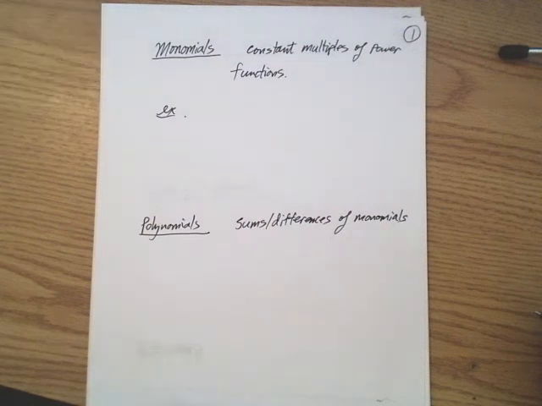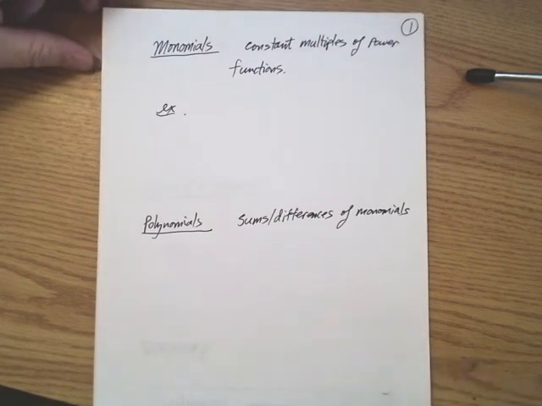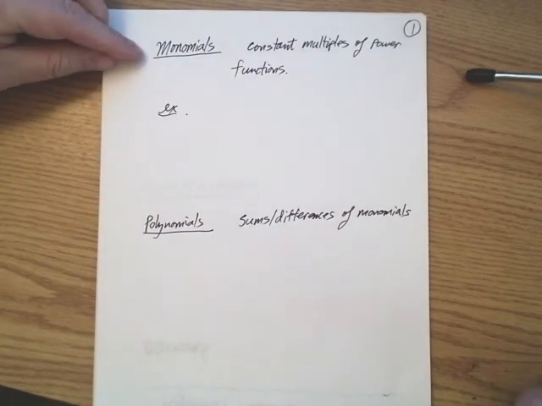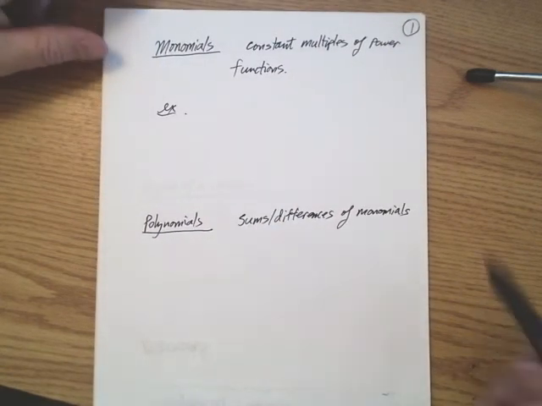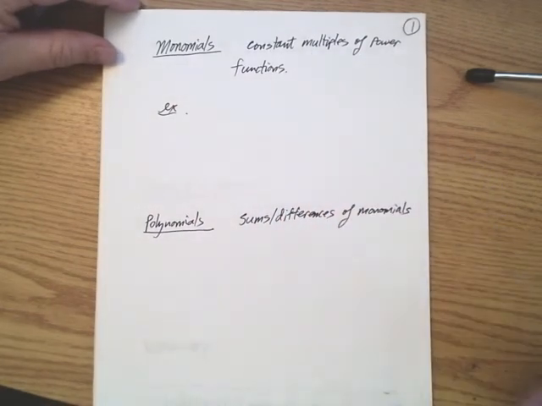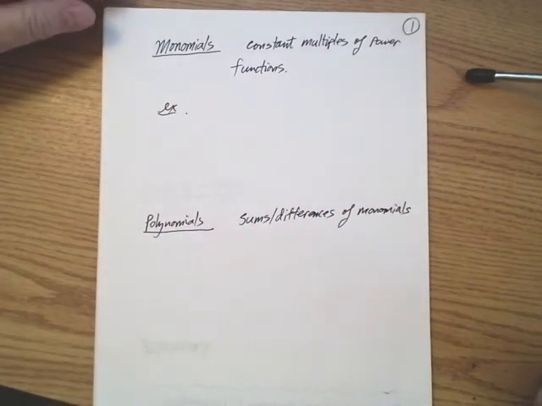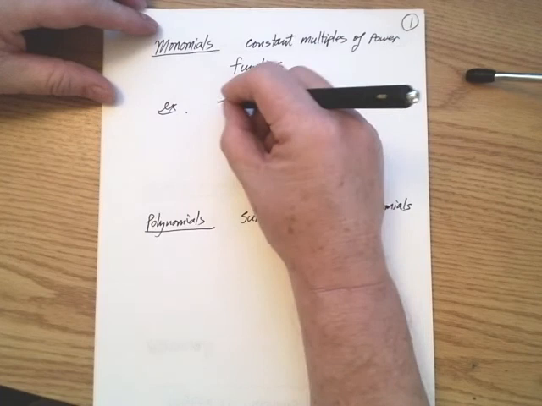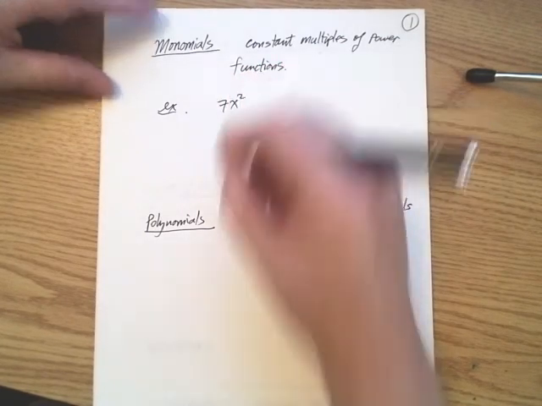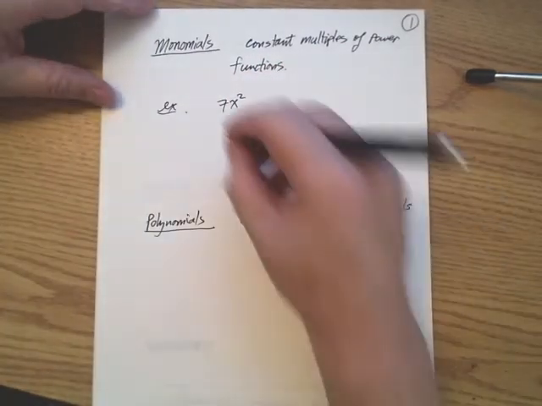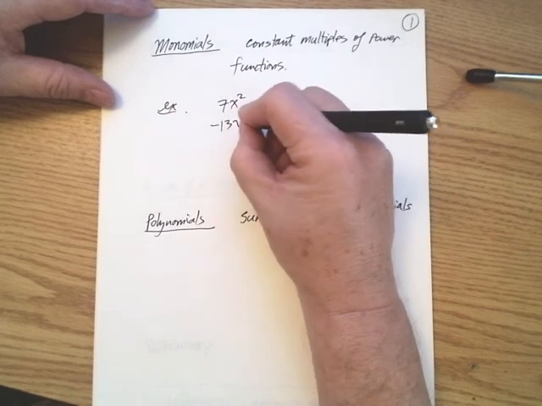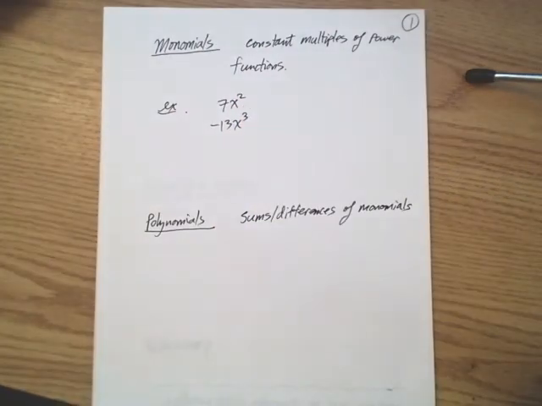Okay, a lot of this is going to be review here, but let's start talking about polynomials and polynomial functions. My first definition here is going to be a monomial. A monomial is just a constant multiple of a power function. So some examples would be like this: 7x squared, that would be a monomial. Negative 13x cubed, that would be a monomial in x.